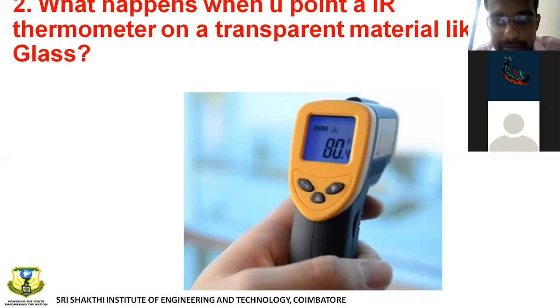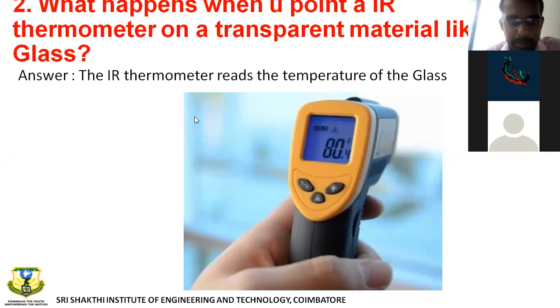Any guess? It's pretty simple. If you remember that it is going to measure the surface temperature, then it is very simple. Whether it is transparent material or opaque material, it will try to measure its surface temperature. So the glass's surface temperature is what it is going to measure, not the temperature of the object that is next to the glass, right? So it will tend to measure the surface temperature of the glass.